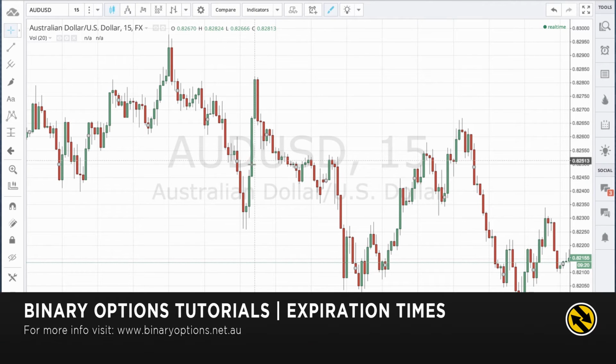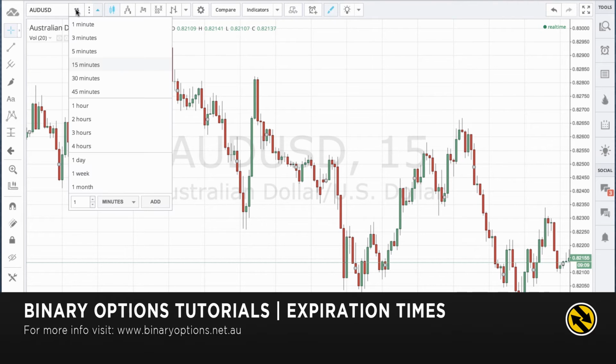This is tradingview.com, and here is the Australian USD asset or forex pair, and to the right of that is the current time frame that this chart is in. As you can see here, there are various time frames available, all the way from 1 minute up to 1 month.